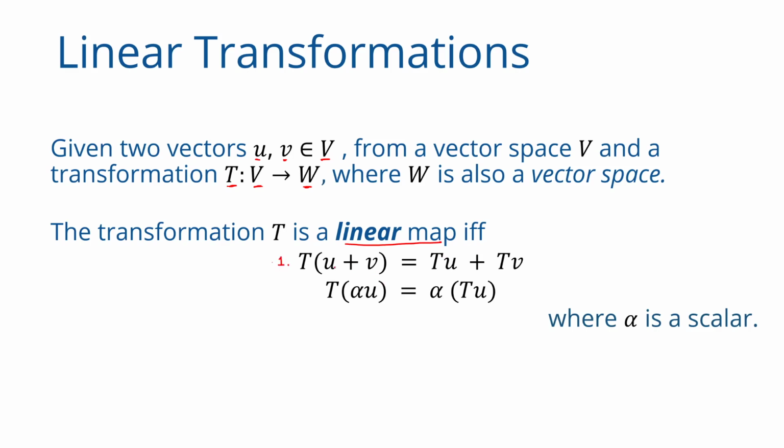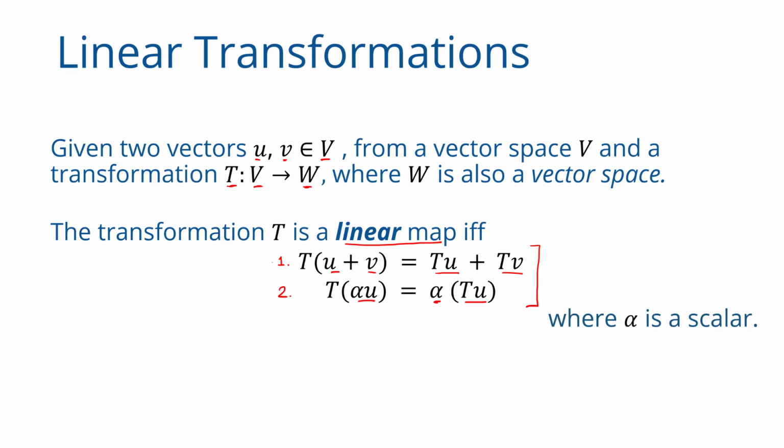The first property is that the transformation applied to the sum of two vectors is the same as the sum of the transformed vectors. And two, the transformation applied to the scaling of the vector, where alpha here is a scalar, is the same as the scaling of the transformed vector. If a transformation satisfies these two properties, then that transformation is a linear transform.